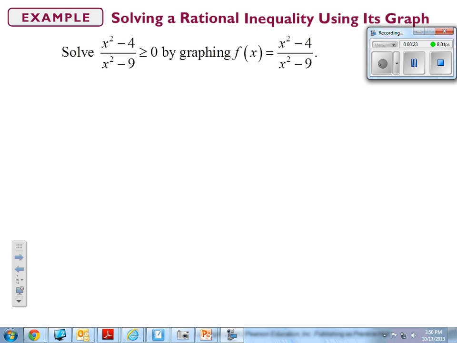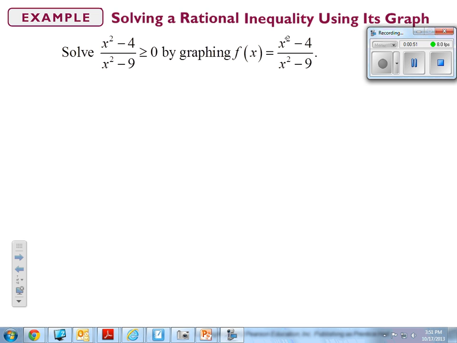So if we look at this one somewhat by hand, then we know we're going to have x-intercepts when y is equal to 0. f of x is y, and so that's going to happen when the top of the fraction, the numerator, is equal to 0. If you set x squared minus 4 equal to 0, you get zeros at plus or minus 2. We know we're going to have vertical asymptotes when the denominator is equal to 0. So if we set that equal to 0, we get vertical asymptotes at plus or minus 3.